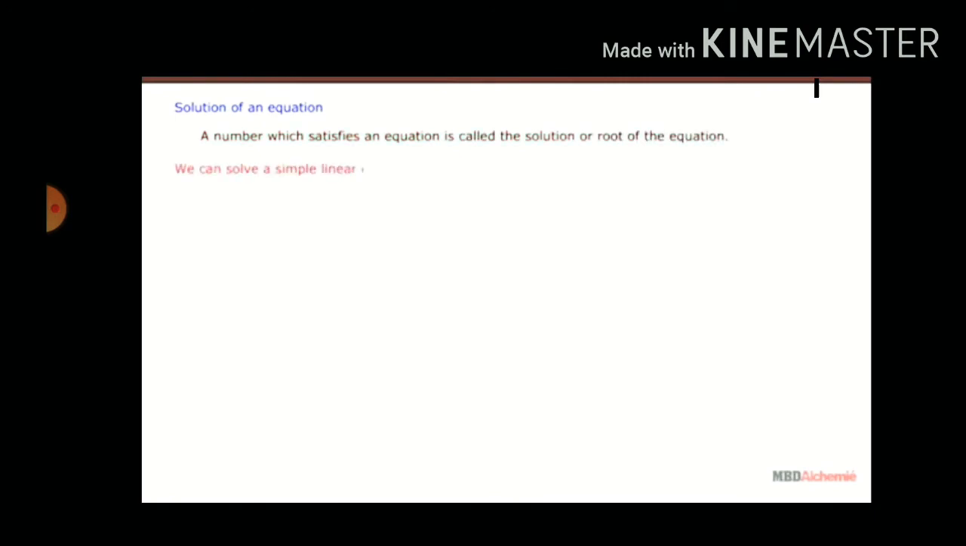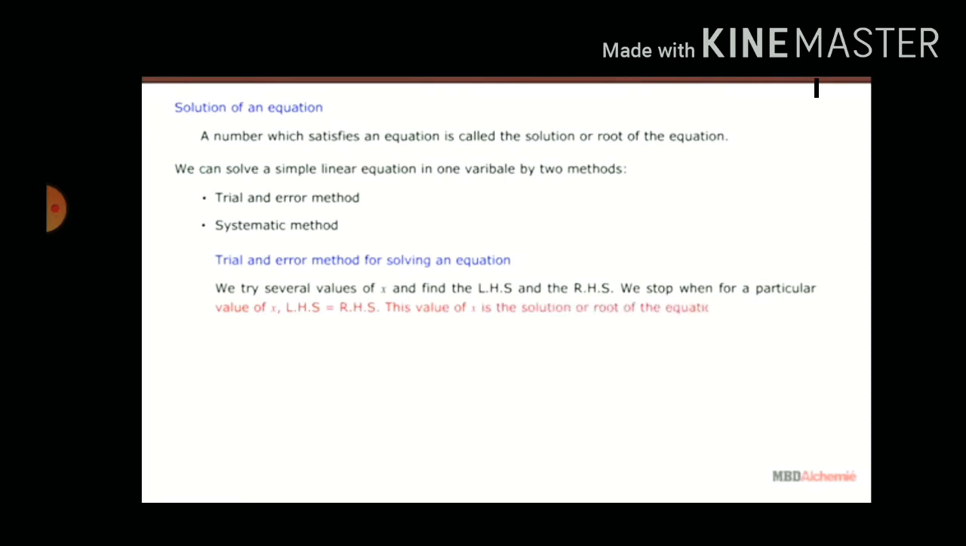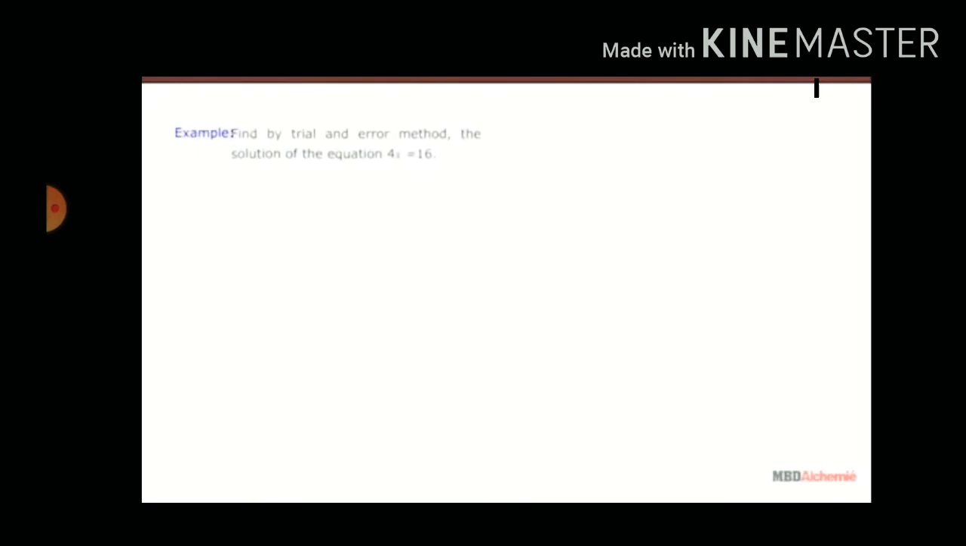We can solve a simple linear equation in one variable by two methods: trial and error method, and systematic method. Trial and error method for solving an equation. We try several values of x and find the LHS and the RHS. We stop when for a particular value of x, LHS is equal to RHS. This value of x is the solution or root of the equation. Let us understand trial and error method with the help of the following examples.